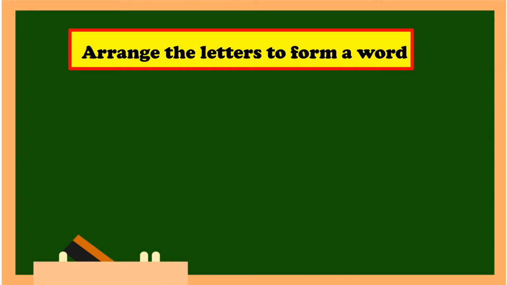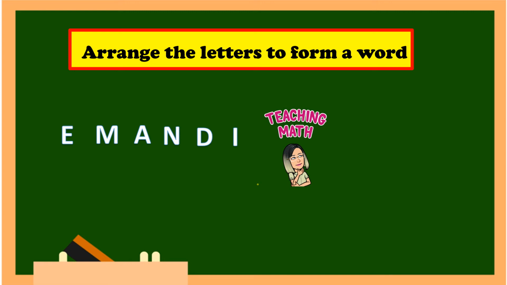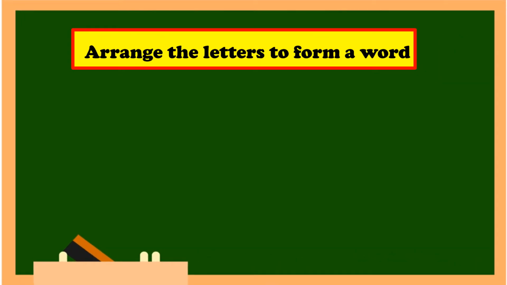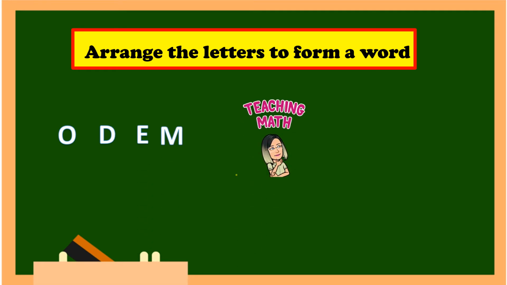Arrange the letters to form a word. E, M, A, M, D, I. What is the word? I know that you can guess it. The word is medium. Arrange the letters to form a word. O, D, E, F. What is the word? The word is mode.